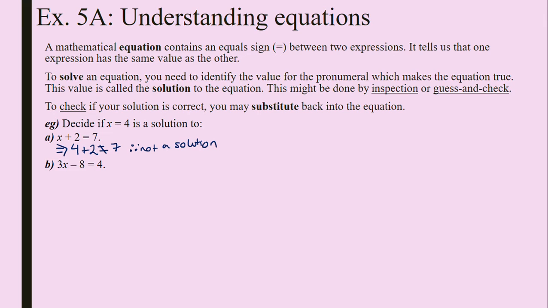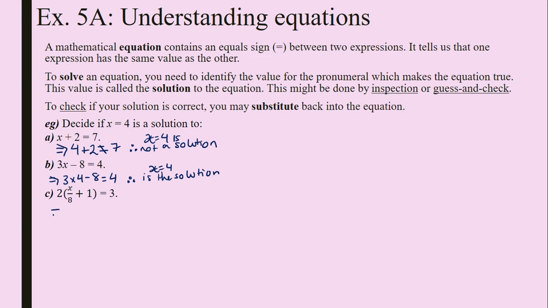Let's try another. 3x minus 8 equals 4. Again, we replace x for 4. 3 times 4 minus 8. Well, 3 times 4 is 12. Minus 8 is in fact 4. Therefore, x equals 4 is the solution. Sorry, I should write x equals 4 above it. For the first one, x equals 4, not a solution, in good English.